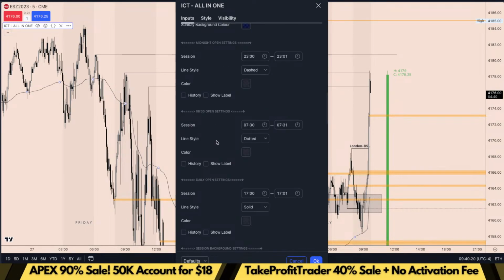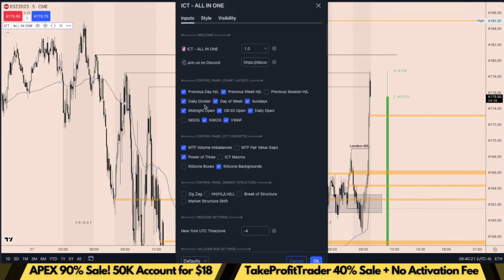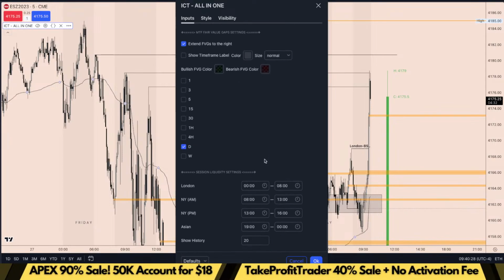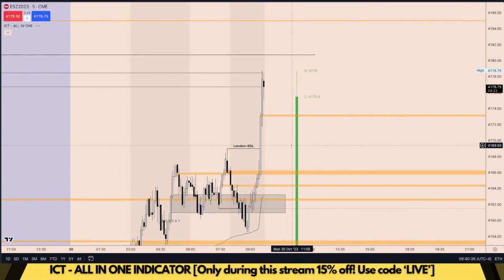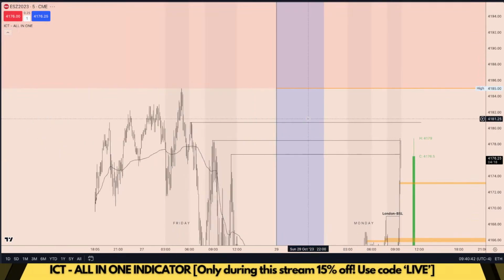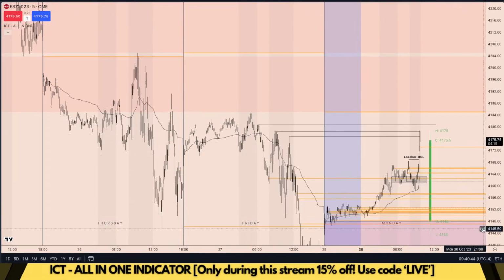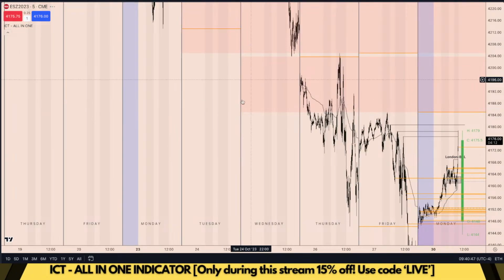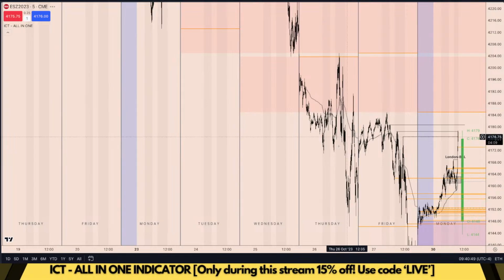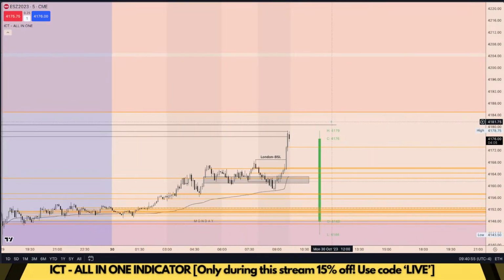So now we have our volume imbalances. Let's plot our higher time frame, or multi-time frame, fair value gaps. I currently have the daily fair value gap selected. You can already see how much easier that indicator makes my life without having 10 indicators on my chart. And what do we see right here? Previous day's high lines up with a daily bearish fair value gap.